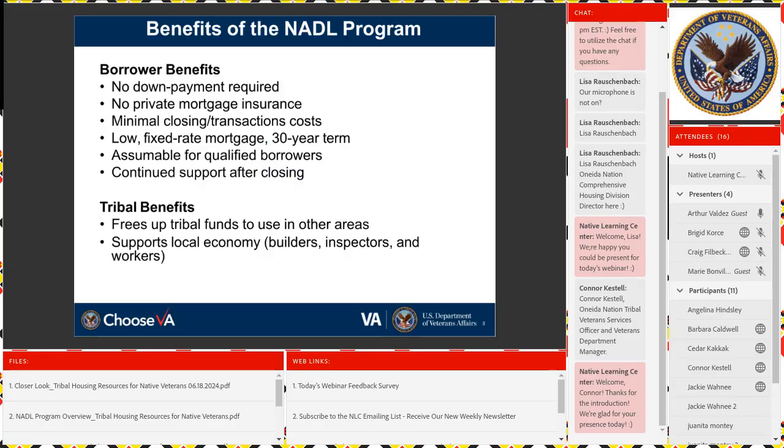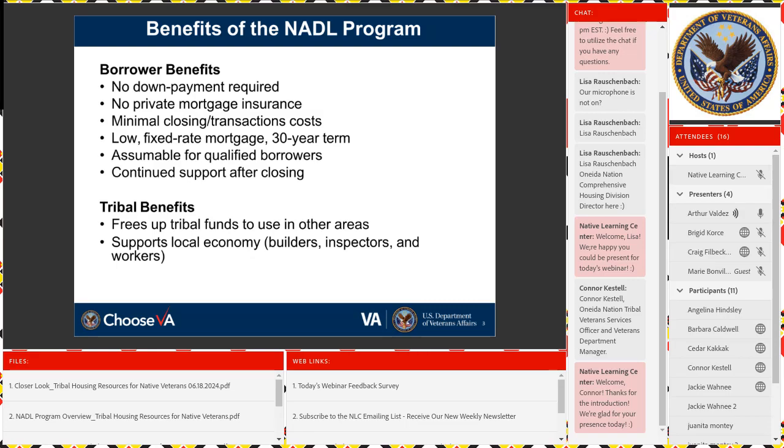Some of the benefits of our program is, of course, like regular VA loans, there's no down payment required. There's no private mortgage insurance. There's very minimal closing and transaction costs. And we can offer you a low fixed rate mortgage for 30 years, which currently our rate is 2.5%, which is extraordinarily low as you compare it to a regular VA or other financing out there.